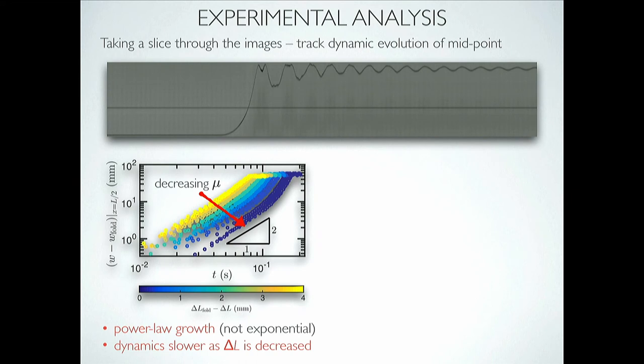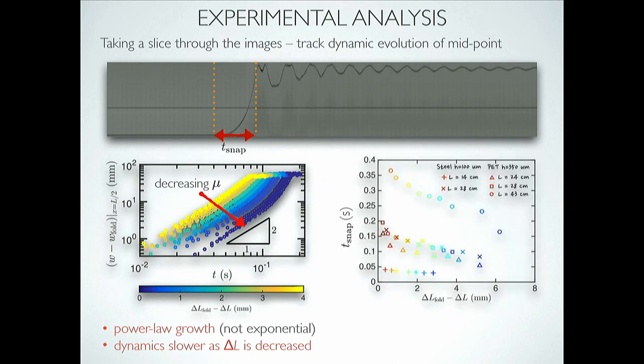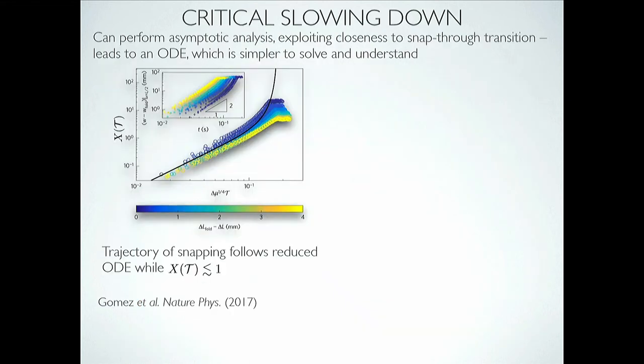And then also, as I change the value of this parameter mu, you slow down the dynamics. So we can actually quantify this. If we measure the time taken to snap, so the time from here to the peak there, and we plot this as a function of how much end compression I had, and we do this for different material properties, again we see that as I get closer and closer to the fold, or to the bifurcation, the snapping takes longer and longer.